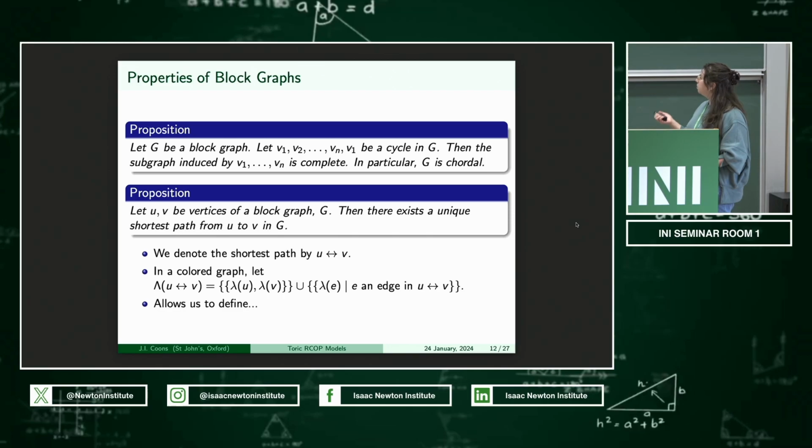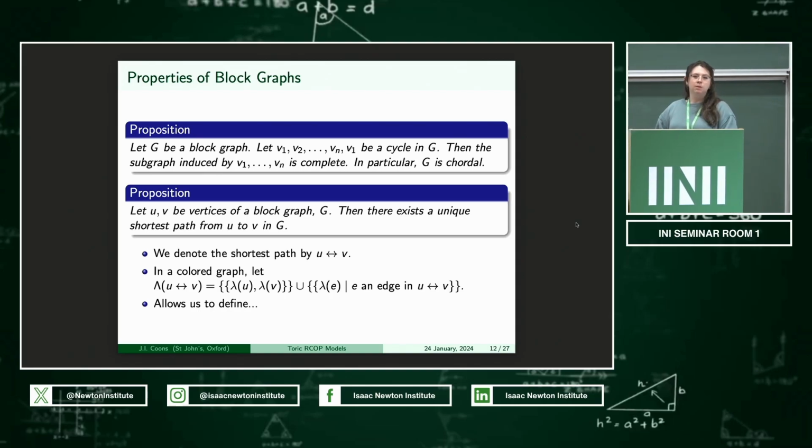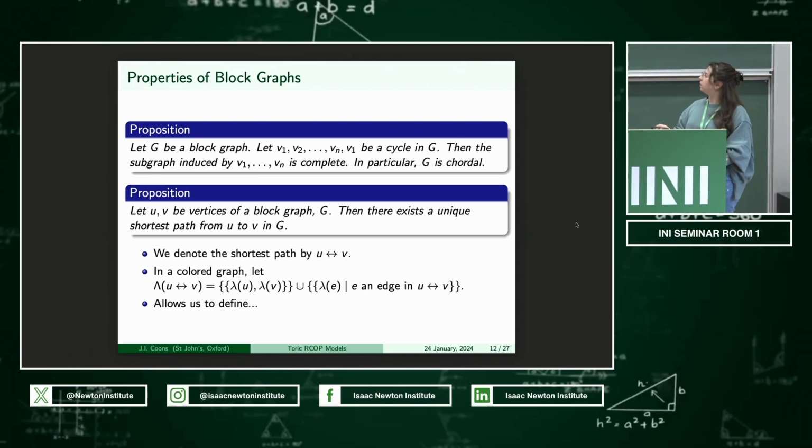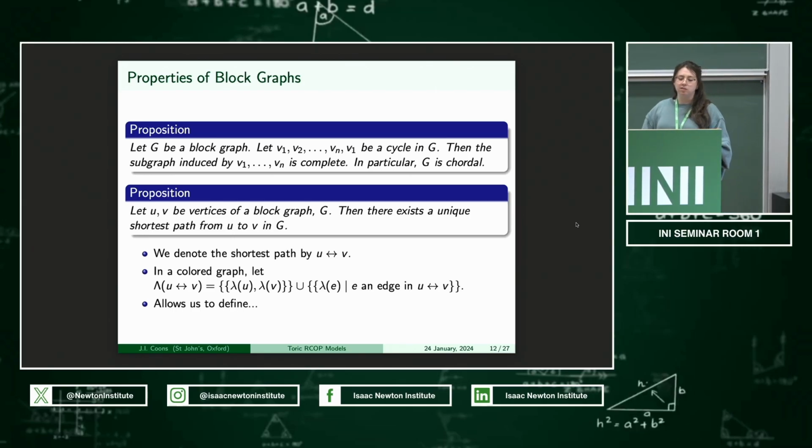Here are some block graph facts, which I already touched on a little bit. First of all, they're chordal, but they're more than chordal. They have this very special property that if I have any cycle in my graph, then the subgraph induced by it needs to be a clique.